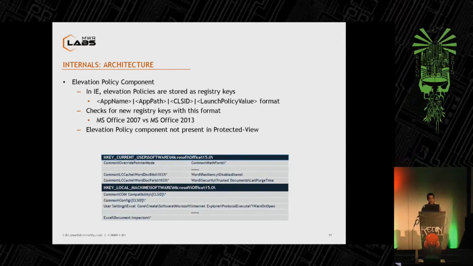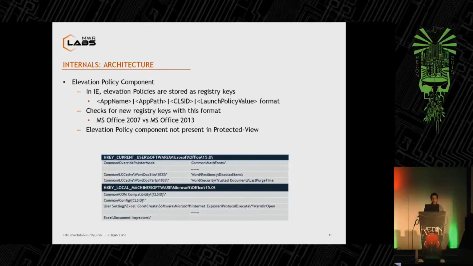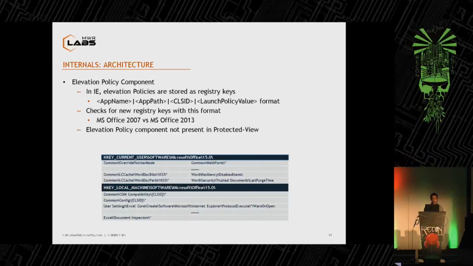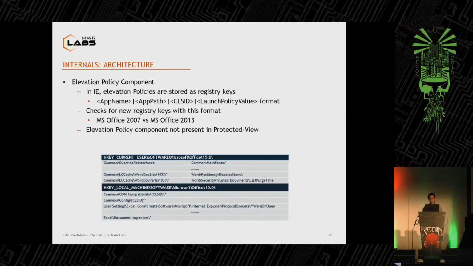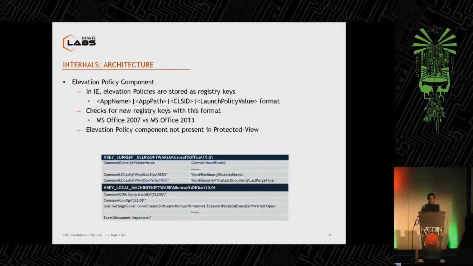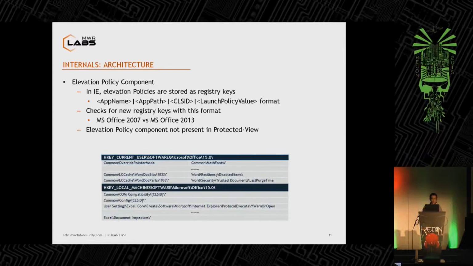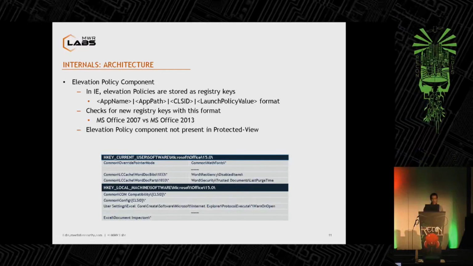Office 2007 is chosen because that's the last version that does not implement the protected view feature. So this means that any new registry keys introduced could possibly be related to the sandbox. And as it turns out, none of the new keys had this format, and so we conclude that there's no elevation policy component either.